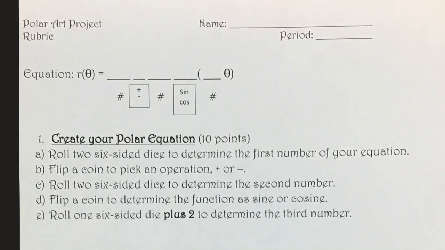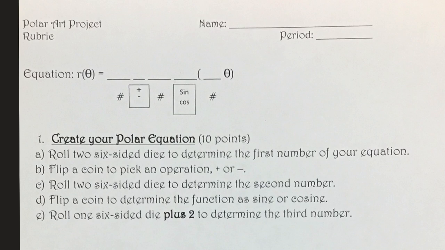Okay, here's an audio and visual explanation of your polar art project. The first thing that we're going to do is you're going to create an equation, completely random, by rolling dice and flipping coins. As a non-specific random example, I'm going to do that right now.